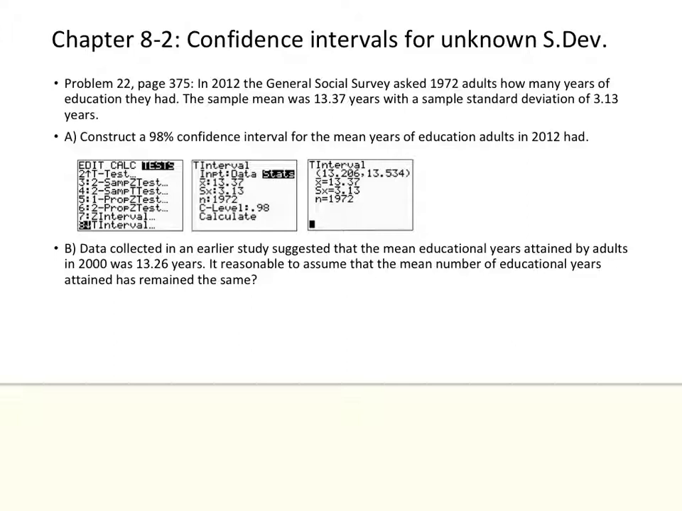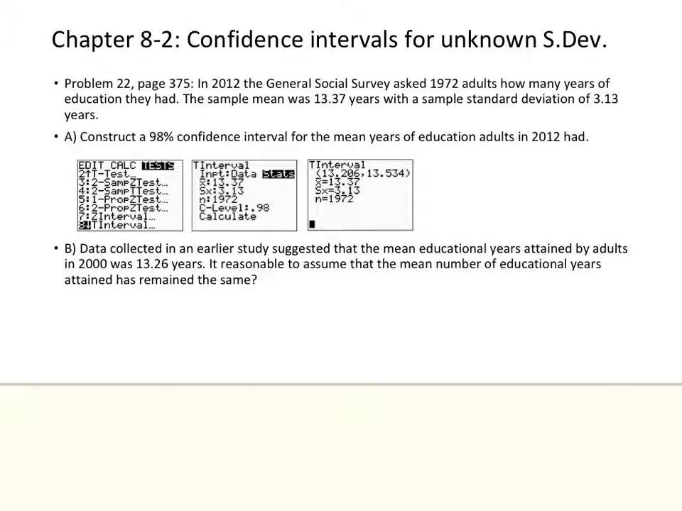In 2012, the General Social Survey asked 1,972 adults how many years of education they had. The sample mean was 13.37 years, with a sample standard deviation of 3.13 years. The first question is construct a 98% confidence interval for the mean years of education for adults in 2012.